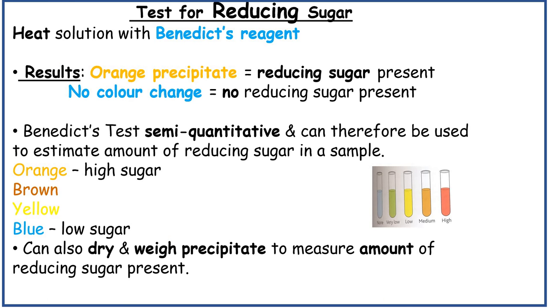So, the test for reducing sugar is blue Benedict's reagent. If it's positive, it goes to an orange or brick red precipitate, which means reducing sugar is present. And as I say, you can use a semi-quantitative method to estimate the amount of sugar in the sample. So if it goes green, it means there's a very low concentration of reducing sugar. If it goes orange, there's quite a lot. If it goes brick red, it's quite a high concentration of reducing sugar. You can also dry and weigh the precipitate to measure the amount of reducing sugar present.